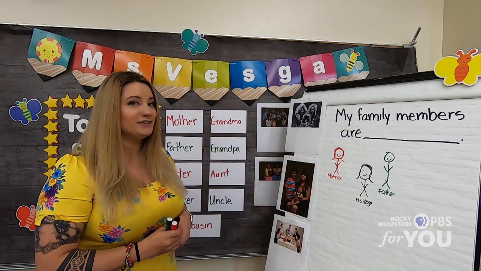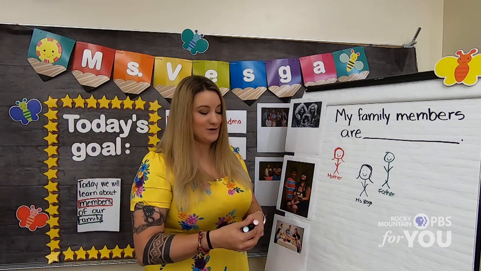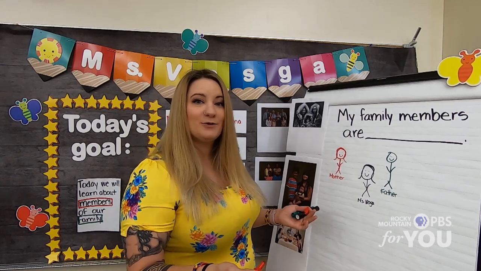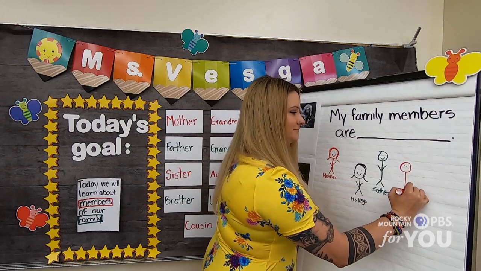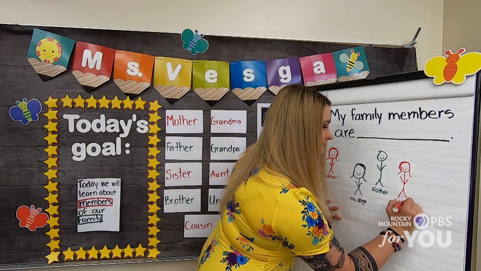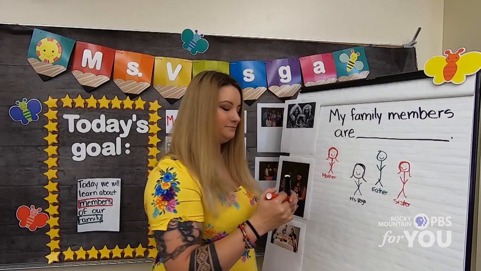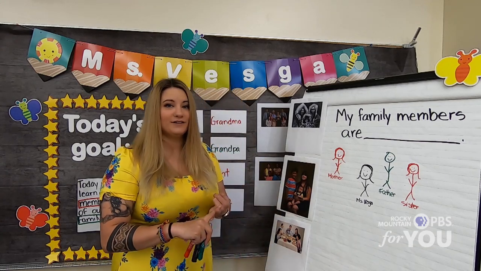The next word after father is sister. I have a sister. She is very tall. My sister is the next person I'm going to draw on my board. I'm going to label that with what? That's right, I'm going to label it sister. Now it's your turn. I've done mother, father, sister.